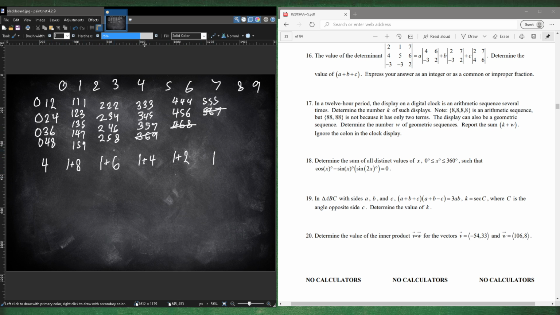So how many combinations are there when there are only 3 numbers? That's a 4, plus a 9, plus a 7, plus a 5, plus a 3, plus a 1. So that's a 4, that's a 9, that's a 16, that's a 25, and that's a 29. So there's 29 when there are 3 digits.